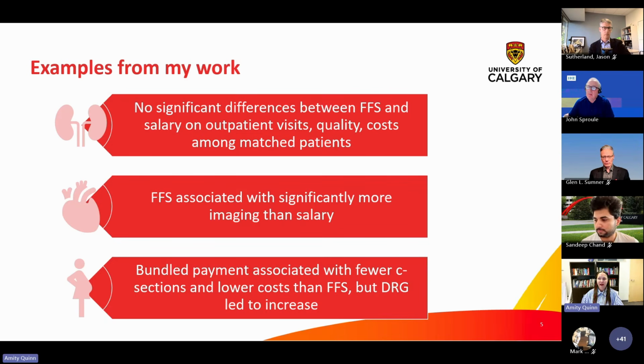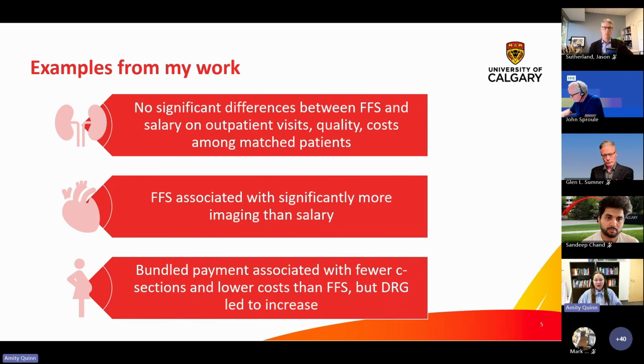We did a population-based study of Alberta patients with chronic kidney disease and diabetes. We observed patients seeing salaried physicians were sicker. So like Sandeep talked about, there was a difference in the patients seeing salaried and fee-for-service physicians. So I did matching similar to what Sandeep explained, and I matched on both patient and physician characteristics that I had. And when we compared these patients, when they were more similar, we found no significant evidence of a difference in quality indicators or costs or visits. In fact, salaried physicians actually had a higher visit rate after matching, but it wasn't statistically significant.